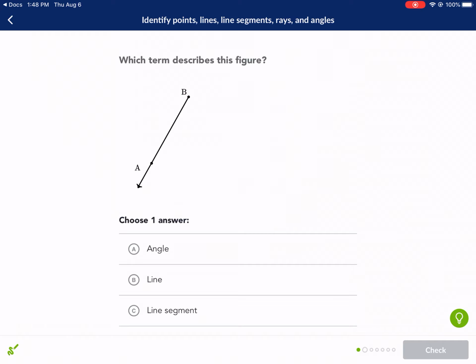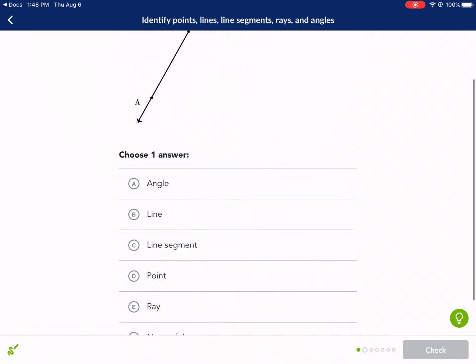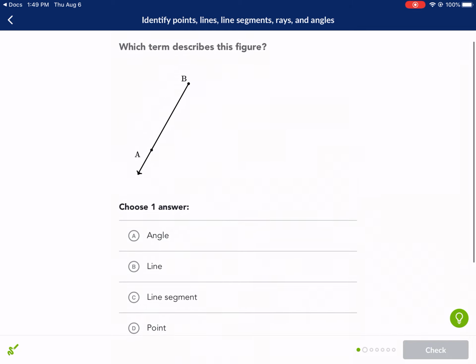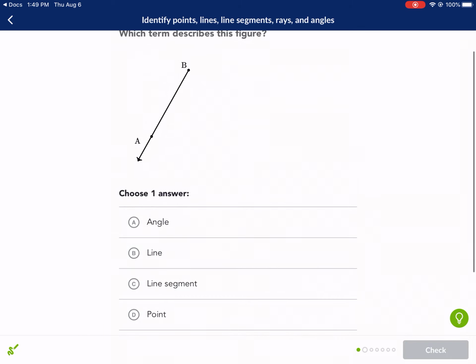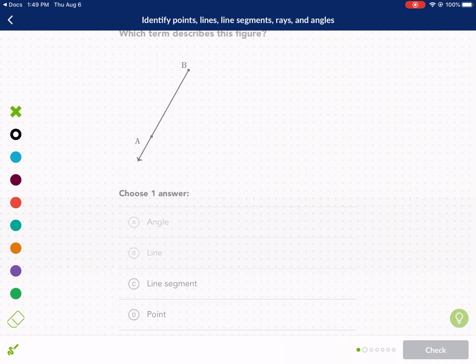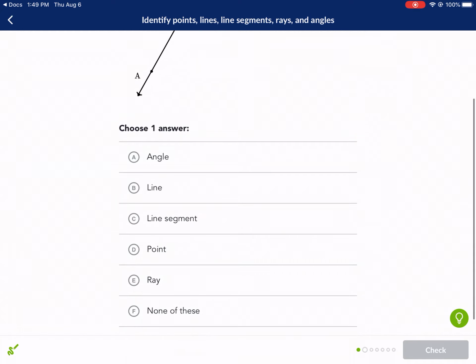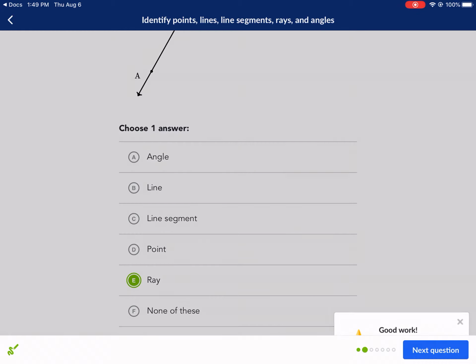Next question. Which term describes this figure? Well, this looks like a ray, and that's it, because it has a definitive start at B. It starts at B, and it goes through point A infinitely. With that arrow, that always means to infinity, but not beyond, and that is a ray. So we're going to check that.